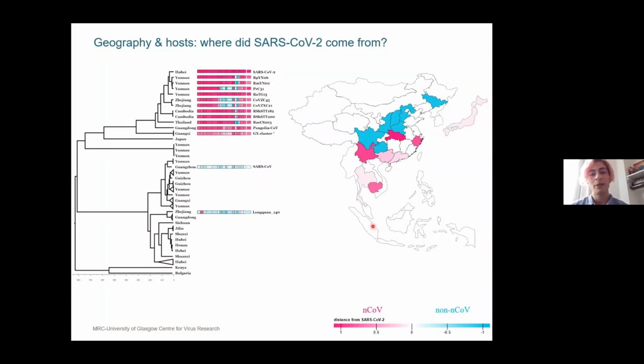And if you plot all this information on a map, every region that's colored, provinces within China and countries outside China, is where there is a sample in these 78 sarbecoviruses. And for the pink hue regions, there has been an nCoV virus sampled, and the pinker, the closer that virus is to SARS-CoV-2. So starting off with Hubei here in central China, which is very pink because SARS-CoV-2 emerged here in Wuhan.